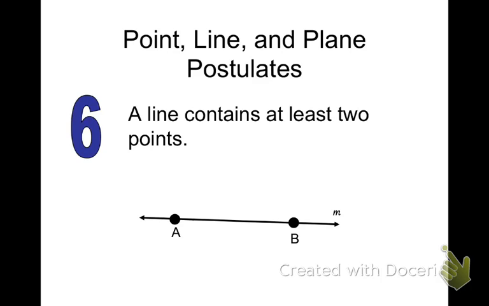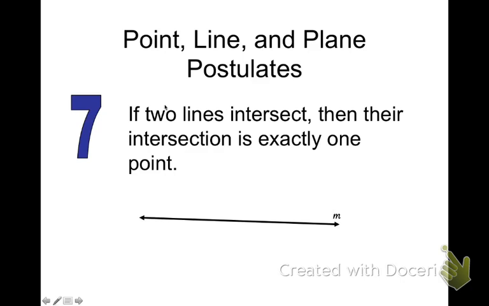Number 7 says if two lines intersect, so if we've got two lines, in this case line N and line M intersecting, then their intersection is exactly 1 point. Is that true? Yeah. Okay. There's no way to get those two lines to intersect at more than 1 point unless we turn the line into a curve. Then it wouldn't be a line anymore. So two lines always will intersect at exactly 1 point.